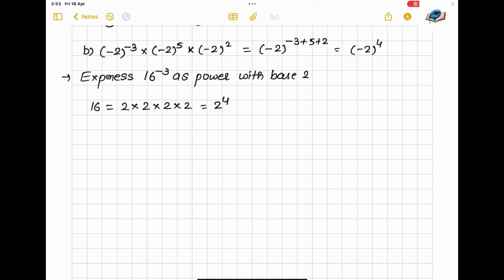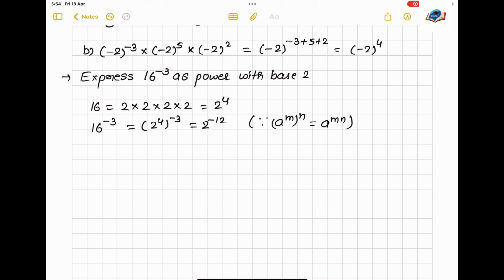So in place of 16 whole raised to minus 3, in place of 16 I will write 2 raised to 4 whole raised to minus 3. So this comes as 2 raised to minus 12. Here the identity I have used is a raised to m whole raised to n equal to a raised to mn.